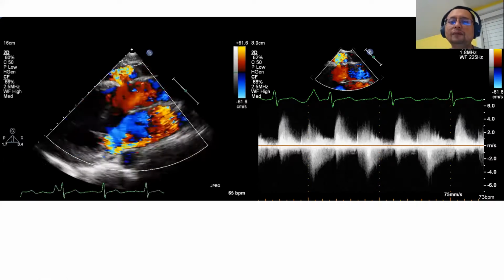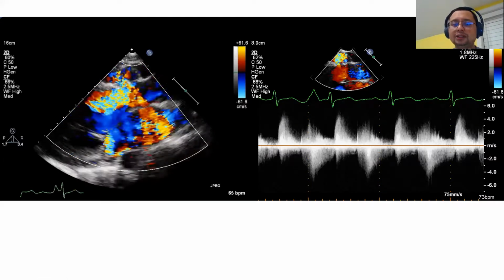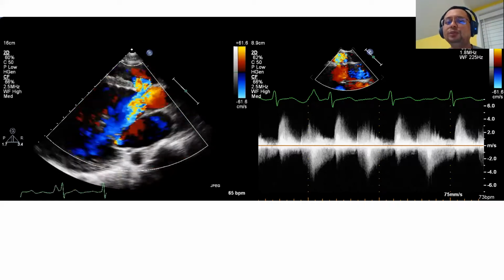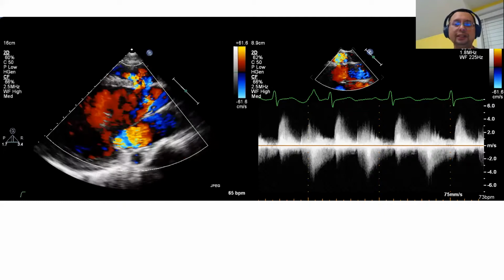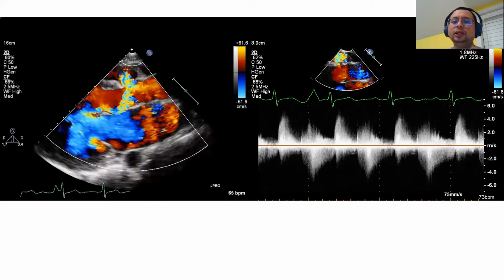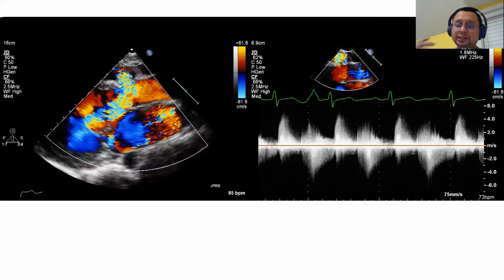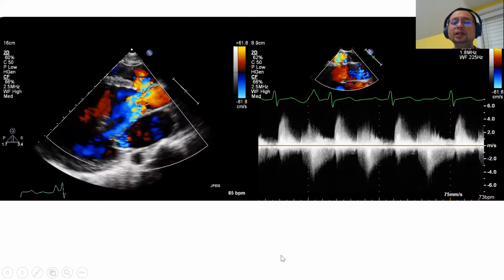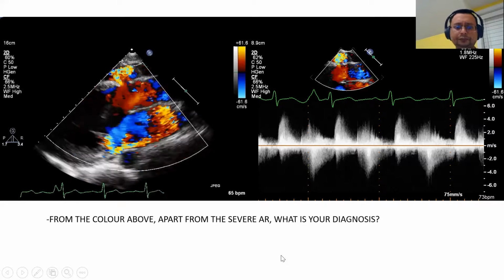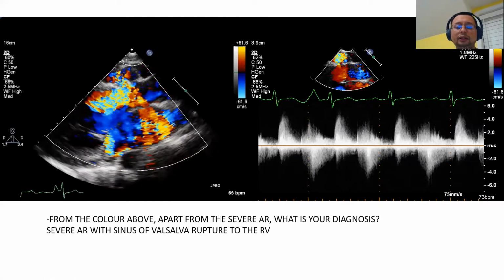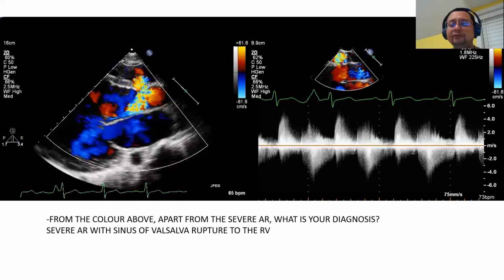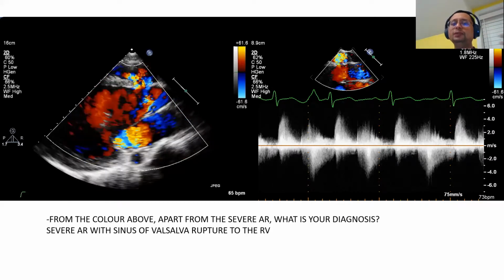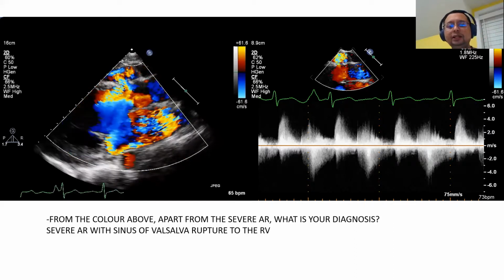So this is an example of sinus of Valsalva rupture. Because you have a continuous murmur, you have a flow actually from the right coronary sinus into the right ventricle. Okay, so this patient not only has aortic regurgitation, the patient also has sinus of Valsalva rupture. So this is a dual pathology. The rupture is into the right ventricle. So the rupture can be either into right ventricle, right atrium, even pulmonary artery, okay? But less commonly, the left ventricle.